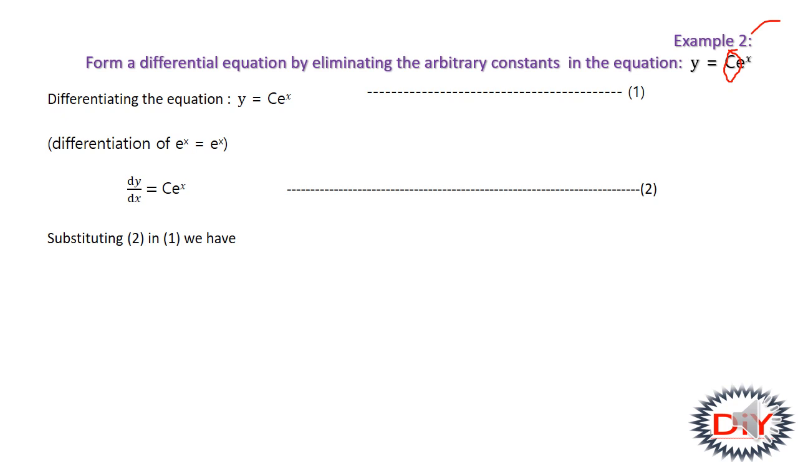So as we did in the former example, we are going to substitute 2 in 1. So this is our y, which equals c e^x. Now here we have dy/dx equal to c e raised to the power of x. If you put the value of y, c e raised to the power of x, as dy/dx here, we are going to have dy/dx equal to y. Don't forget, y equals c e raised to the power of x. So dy/dx equals y from here.